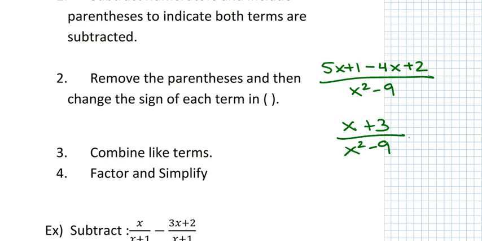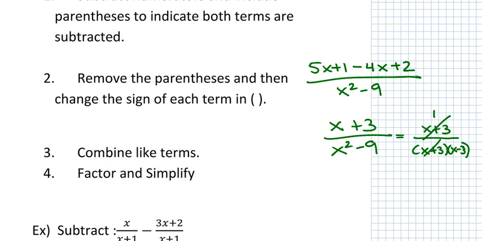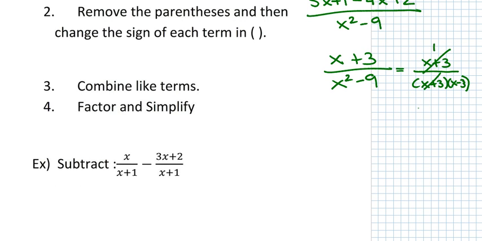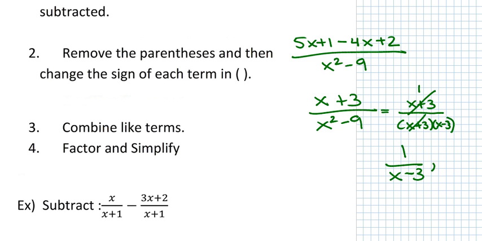Now, the only thing left to do is factor the denominator, which is x plus 3 and x minus 3, over x plus 3. And notice the x plus 3 cancels out. Whenever you cancel out everything on the top, you want to put a 1. So it's 1 over x minus 3. And then the restrictions. Well, the restrictions on the denominator are that x cannot equal negative 3, because that would make that equal 0. And it can't equal 3.